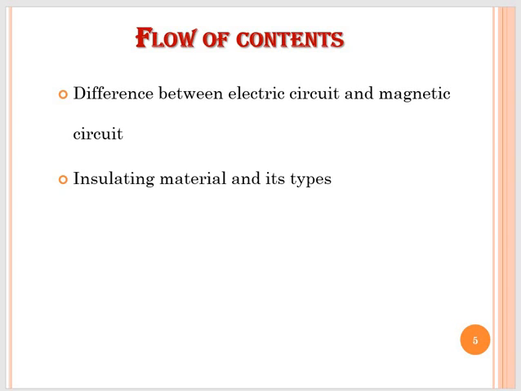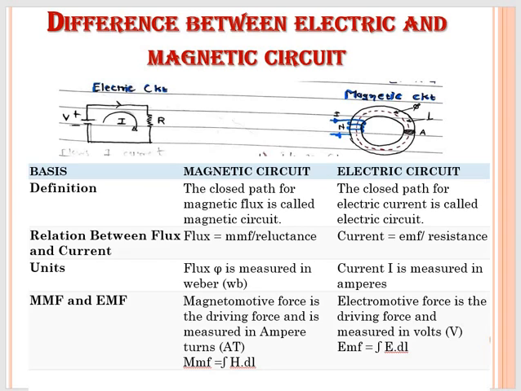The difference between electric circuit and magnetic circuit question was previously asked in the GTU examination for 4 marks. So you have to write the difference between the electric and magnetic circuit. Insulating materials and its types question was asked for 7 marks in a previous GTU examination. So let's start with the difference between electric circuit and magnetic circuit.